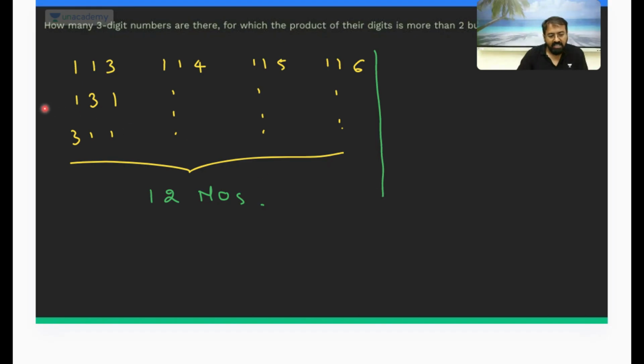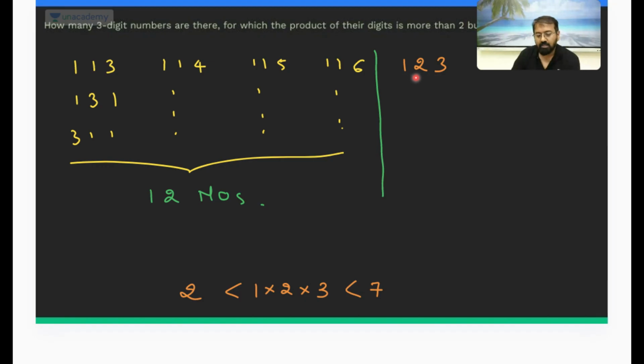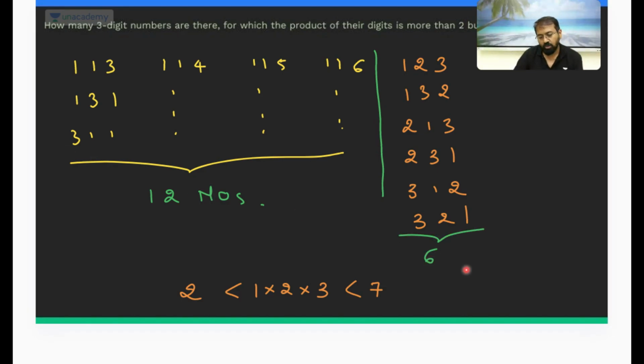Now, apart from that, guys, I can also take 1, 2, 3 as a number, because 1 into 2 into 3 is less than 7 and greater than 2. So how many numbers can I make shuffling the digits 1 to 3? So 123, 132, 213, 231, 312, 321. So can I say these are six more numbers? Yes or no? So what is the total number of numbers? 12 plus 6, 18.